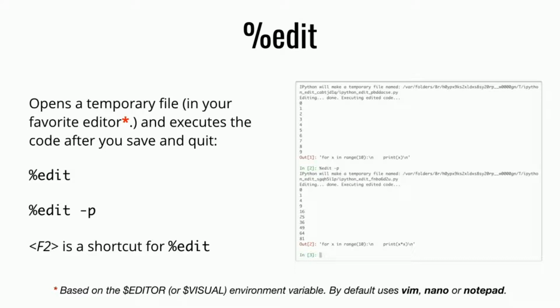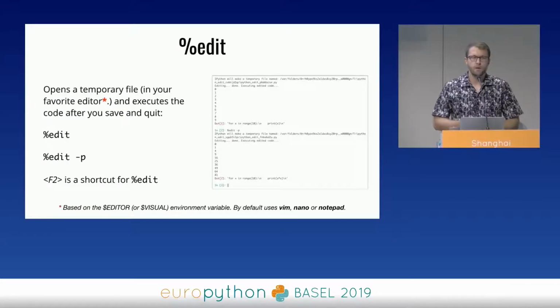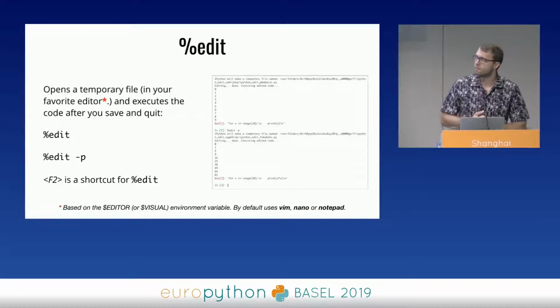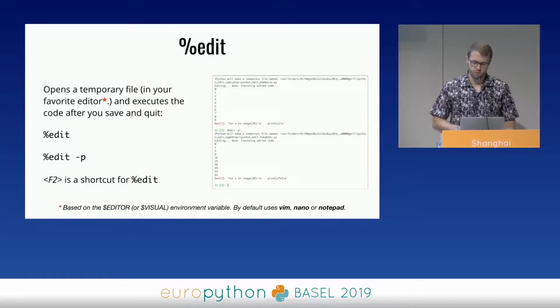So each time you run the edit command, IPython is going to open a new file. So if you want to go back and edit the same file as last time, you have to pass the -p parameter. And also to save yourself typing the edit thingy, you can just press F2. This is a shortcut.